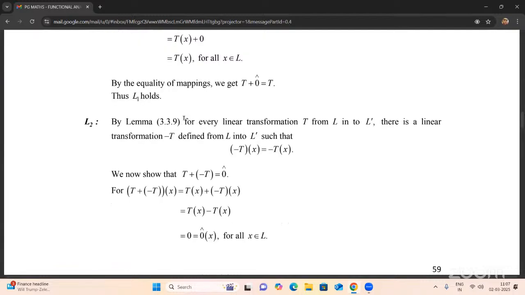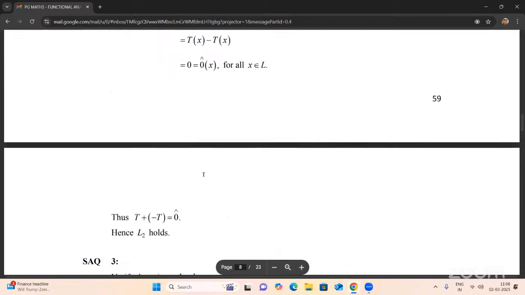So L1 holds good. L2 is the image of the additive inverse. So minus T of x: already, the negative transformation is also a linear transformation. From that relation, T plus minus T equals 0 cap. With respect to x, we must define for the mapping T of x plus minus T of x. Again, this is T of x plus minus T of x, so this value is 0 and this value is 0. So again 0 means 0 cap of x is there. So T plus minus T equals 0 cap, the additive inverse holds good.